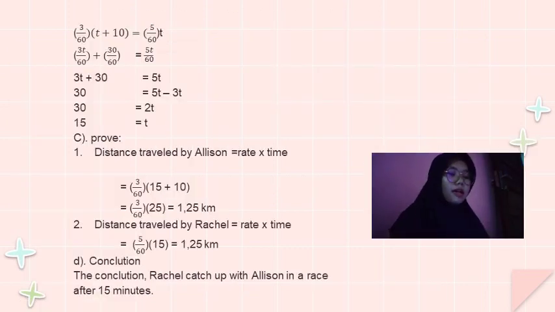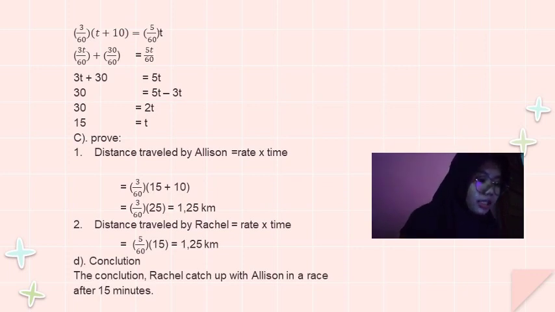3 over 60 times (t plus 10) equals 5 over 60 times t. 3t over 60 plus 30 over 60 equals 5t over 60. 3t plus 30 equals 5t. 30 equals 5t minus 3t. 30 equals 2t. 15 equals t.